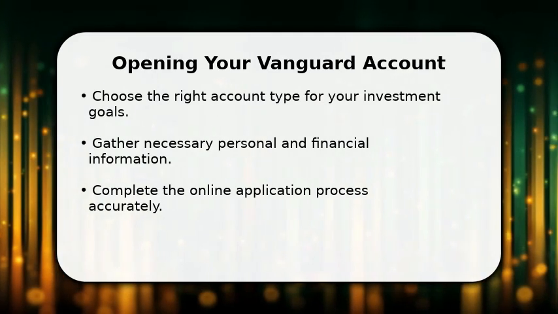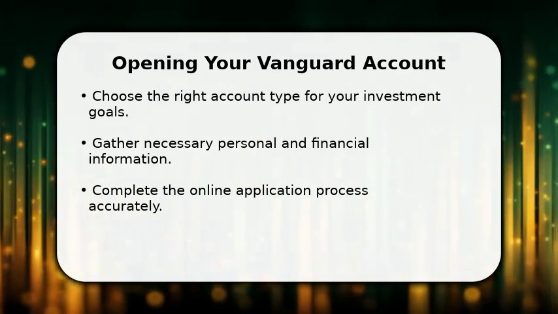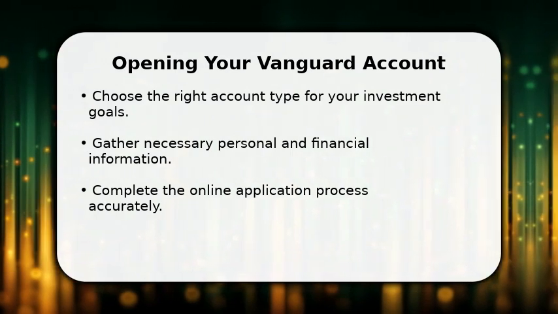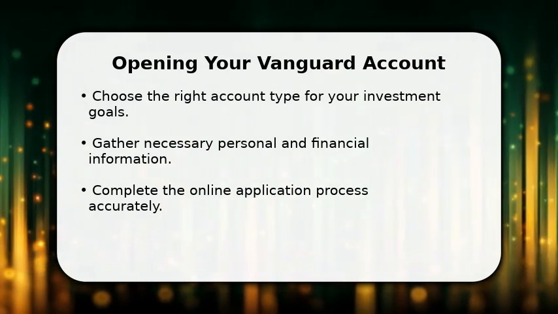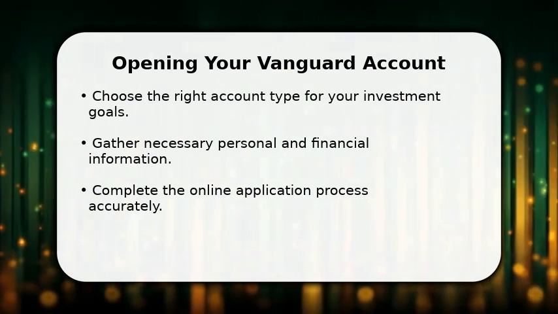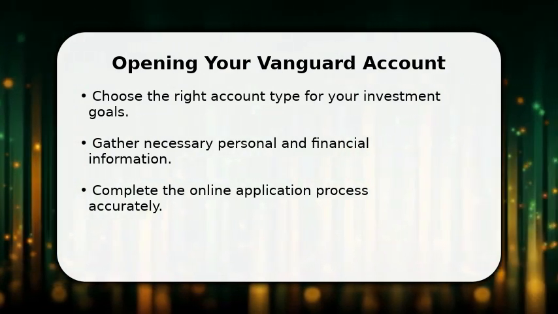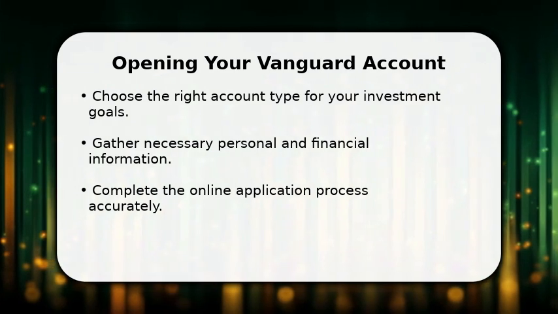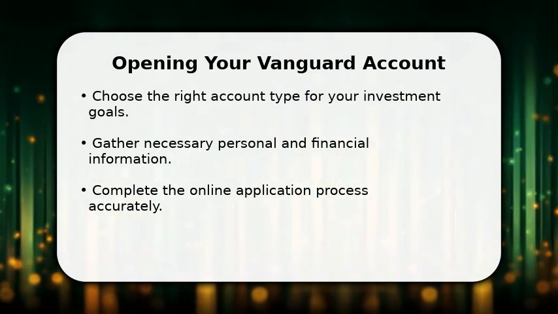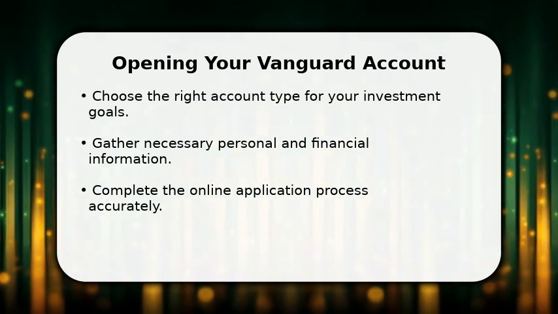In this video, I will explain how to use Vanguard to buy stocks. First, you'll need to open an investment account. Decide if a brokerage account or an IRA best suits your needs. Gather your personal details like your social security number and bank information. Then, complete the online application, which typically takes about 15 minutes. Review all the details carefully before submitting.